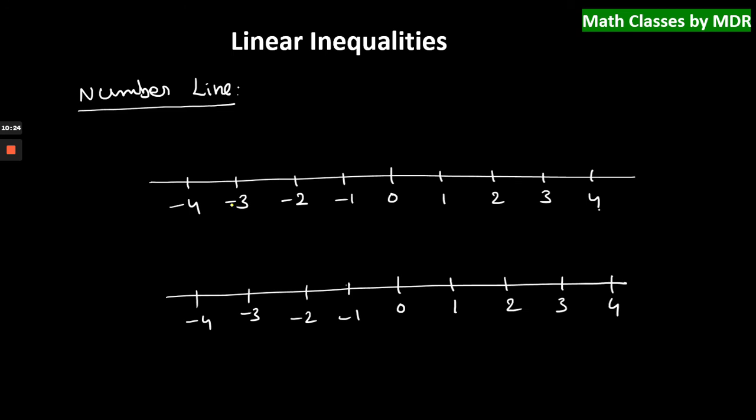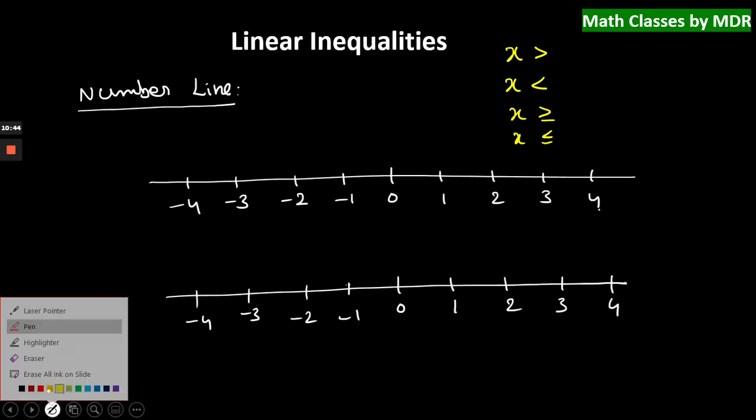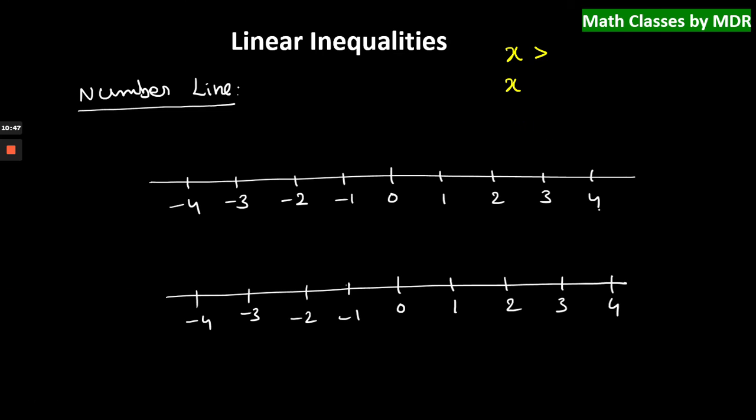So let us take some number lines in order to show some inequalities. Generally there are three possibilities: x may be greater than something, or less than something, or greater than or equal to, or less than or equal to. Suppose you have come across x greater than minus 2. Minus 2 is here on the number line, so we start from here and take an open hole.